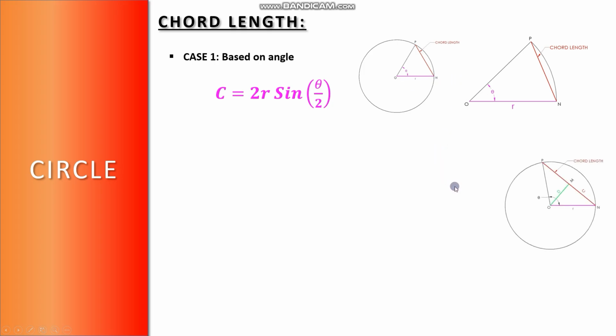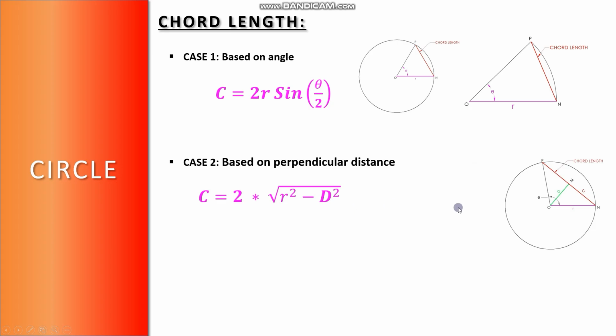In case you have a perpendicular distance from point O to point M on the chord, you can use this equation. If you see this image, a right angle triangle, here NM is the chord length, OM is the perpendicular distance, and ON is the radius of this circle. Here I took only half of the chord length, from M to N.